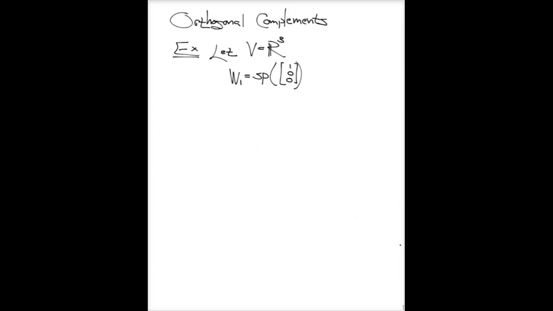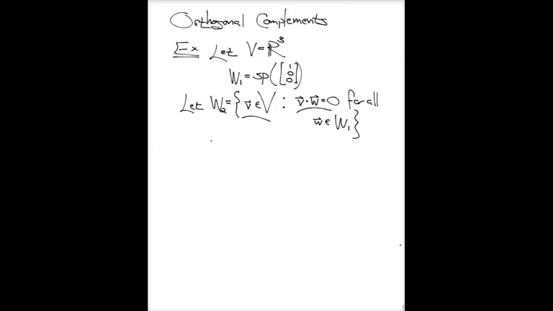So this W1 is just the x-axis inside of R3. Next, I'd like to define another subspace. Well, let's define it first as a subset. Let W2 be the set of all vectors v in V such that v dot w is equal to 0 for all w in W1.